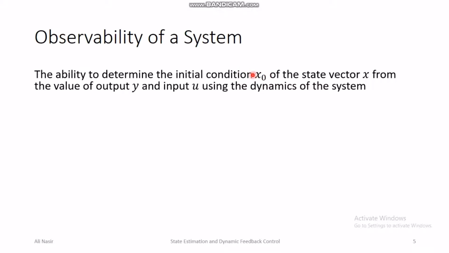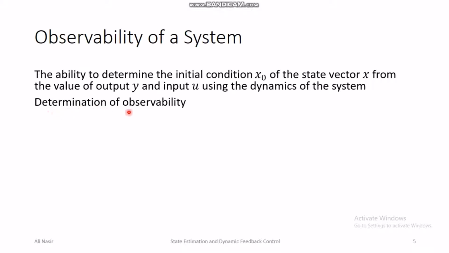This is because the dynamics of the systems are represented by an ordinary differential equation. So if you know the initial value of the state vector and if you know the dynamics of the system, then you can calculate the value of x of t by just solving the differential equation. Remember that differential equations are solved using the boundary values. So if you know the boundary value or initial condition, you can get the exact solution of the differential equation.